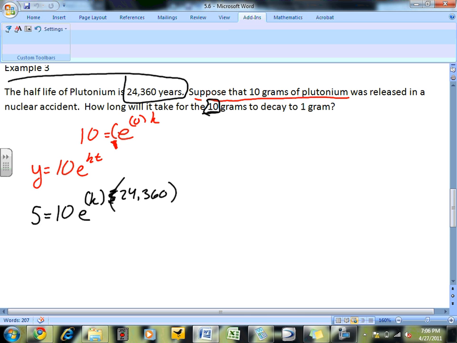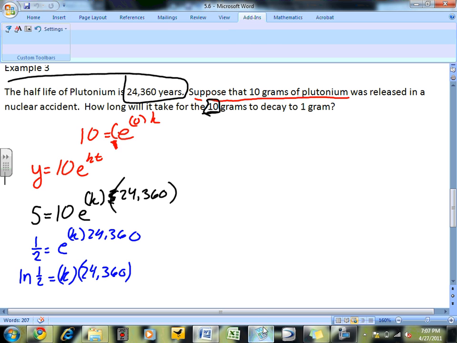We can go ahead and solve for our constant, then our k, our constant of decay in this case. All right, so we're going to divide by 10. So I'm going to have 1/2 equals e to the k times 24,360. We're going to get rid of this e, so we're going to take the natural log of both sides. So the natural log of 1/2 equals k times 24,360. And then to solve for k, we're going to divide the natural log of 1/2 by 24,360. And we can do that in our calculator right here.